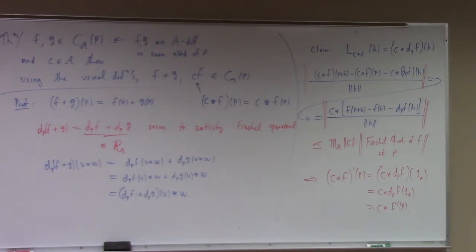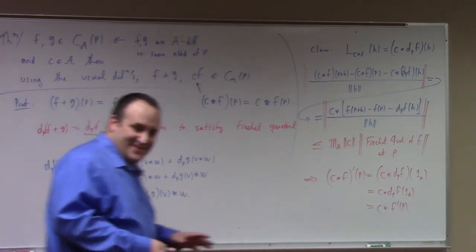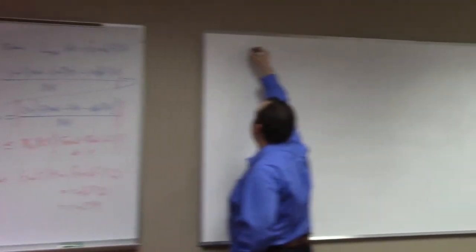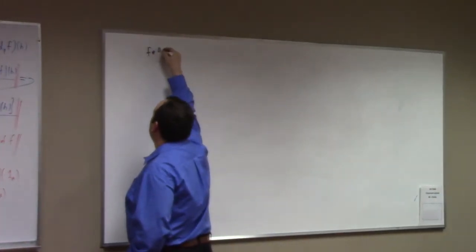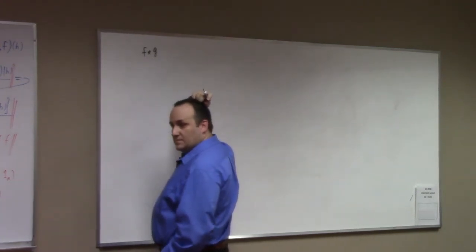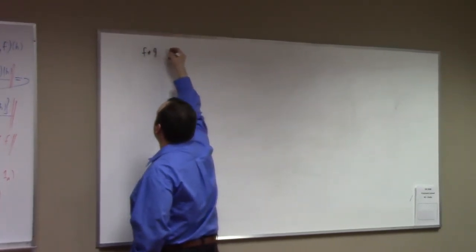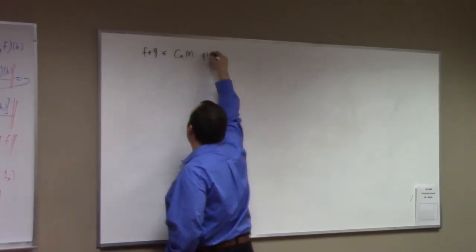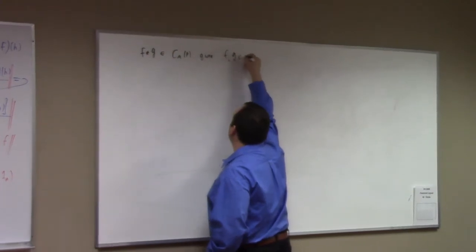Any questions? So we have the sum, we have scalar multiple. Then the next thing you might try, of course, if you're getting greedy, is just multiple of functions. So what if we look at f times g? Is this going to be in CA of p, given that f and g are in CA of p?